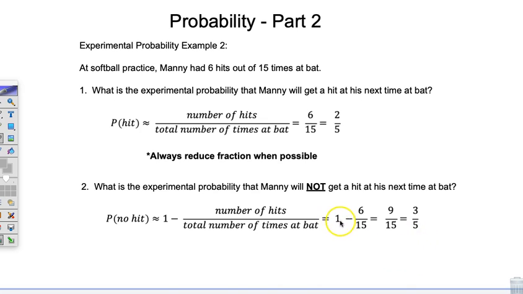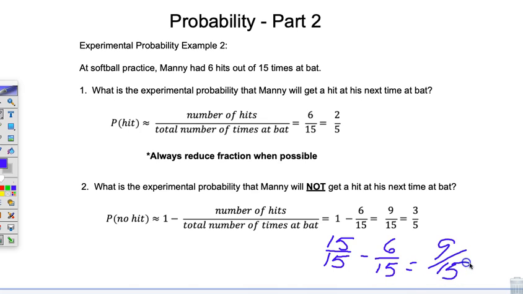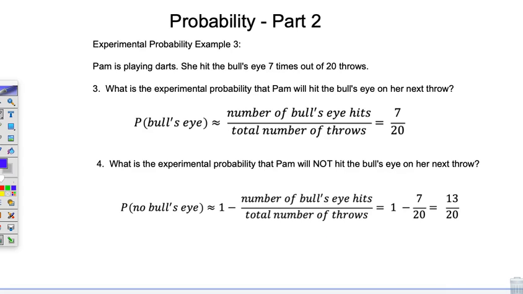Remember, when you are subtracting this 6/15 from 1, you can write this as 15/15, and then you can easily subtract it. So 1 is always equal to that number over itself. So if I use 15/15, subtract 6/15, that's how I got my 9/15, and then I just reduced it.